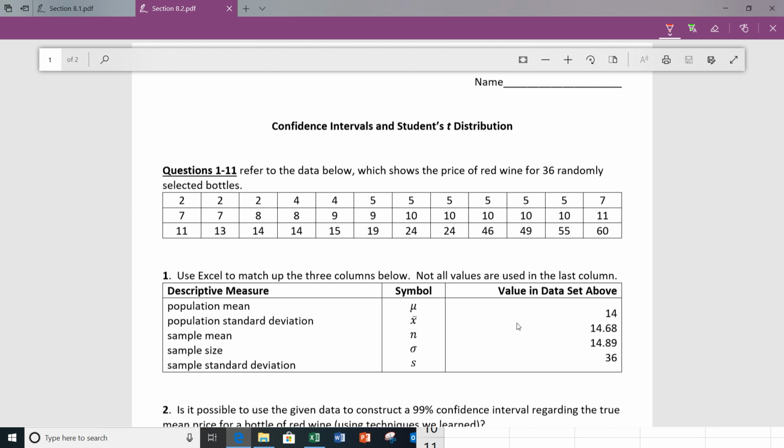Good, X bar is definitely 14. Sample standard deviation is 14.5. Okay, so make sure to match the sample standard deviation to the symbol first and then match the symbol to the value. Oh, sorry. Are you sure that sigma is sample standard deviation?